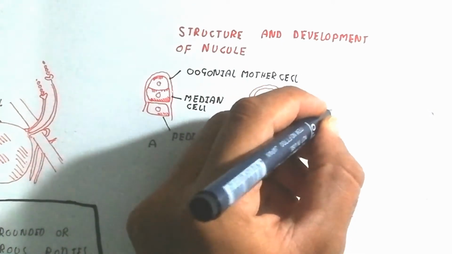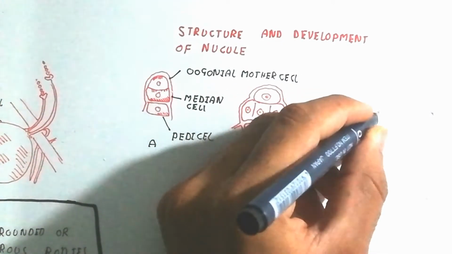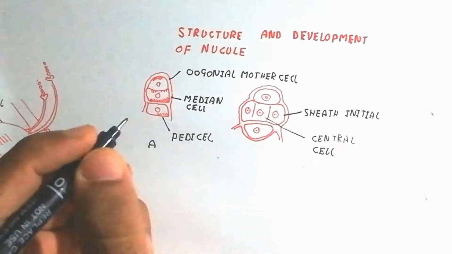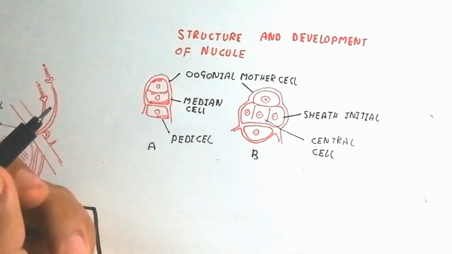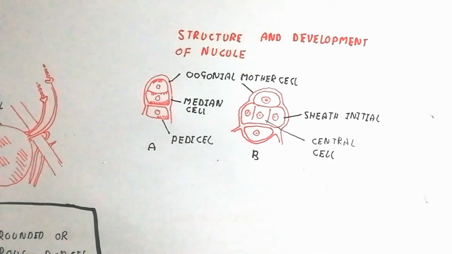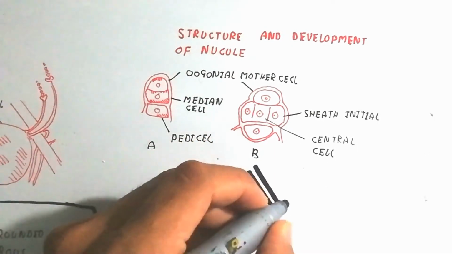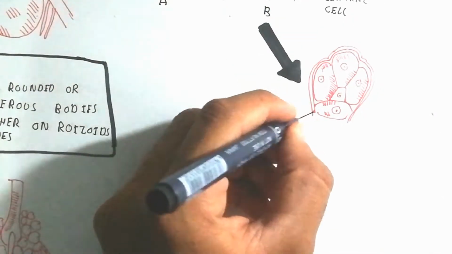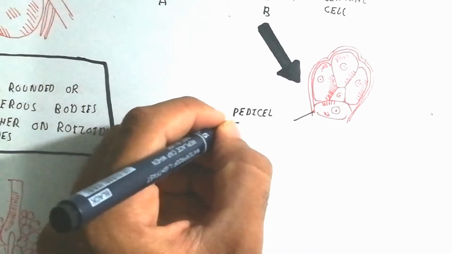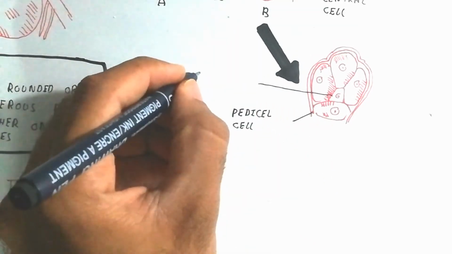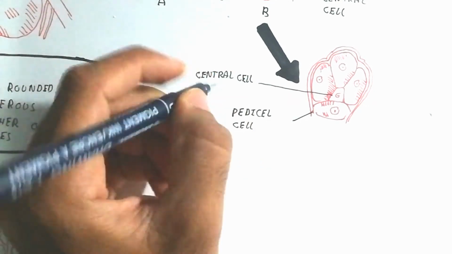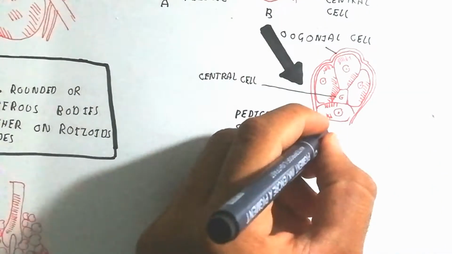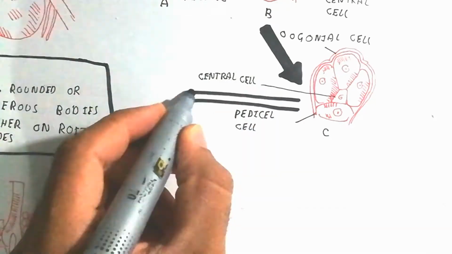Okay, and then we will talk about the B structure. Here is the sheath initial and the central cell, shown in the figure, the central cell and initial cell. Next, here is the oogonial cell, shown in the figure. It is basically the upper and central part, and the central cell is also shown in the figure. The peripheral cell is the basal cell, which is a precursor of the next. So here is the pedicel cell and there is a central cell.